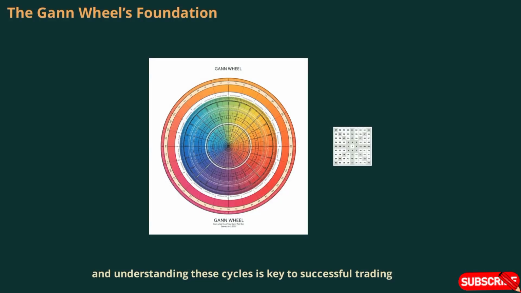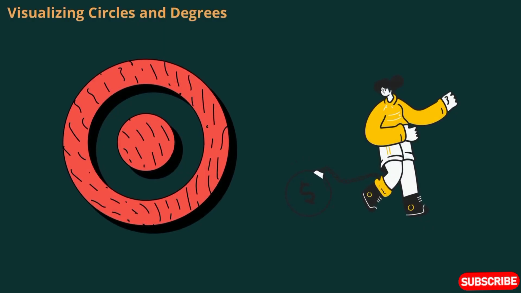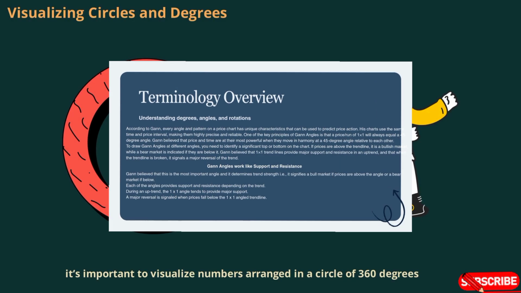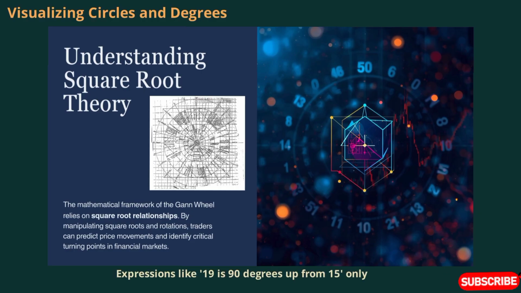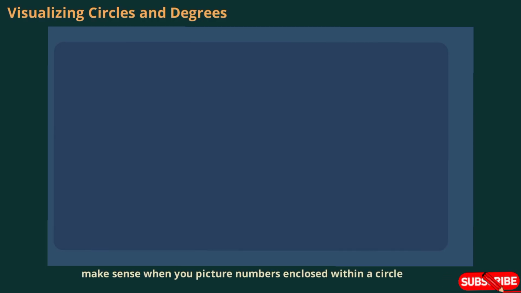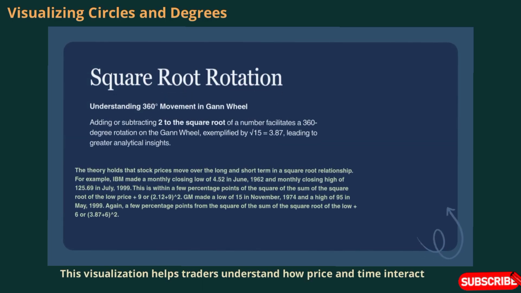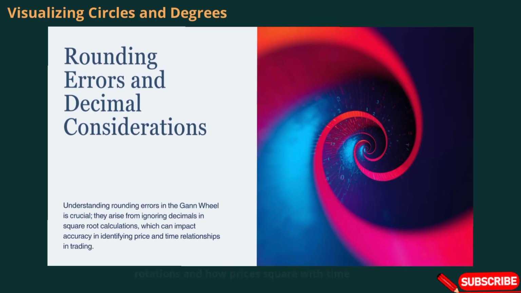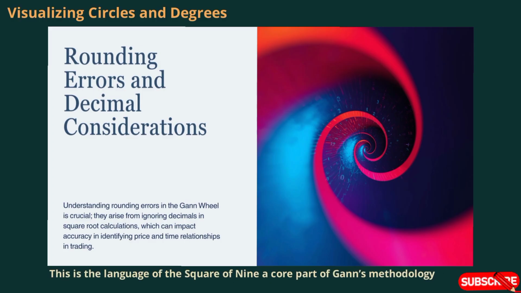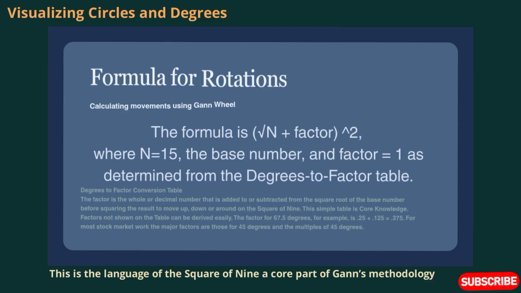key to successful trading. To truly grasp the Gann wheel, it's important to visualize numbers arranged in a circle of 360 degrees. Expressions like "19 is 90 degrees up from 15" only make sense when you picture numbers enclosed within a circle. This visualization helps traders understand how price and time interact, with each degree representing a specific relationship. By embracing this terminology, you'll be able to follow discussions about angles, rotations, and how prices square with time. This is the language of the Square of 9, a core part of Gann's methodology.